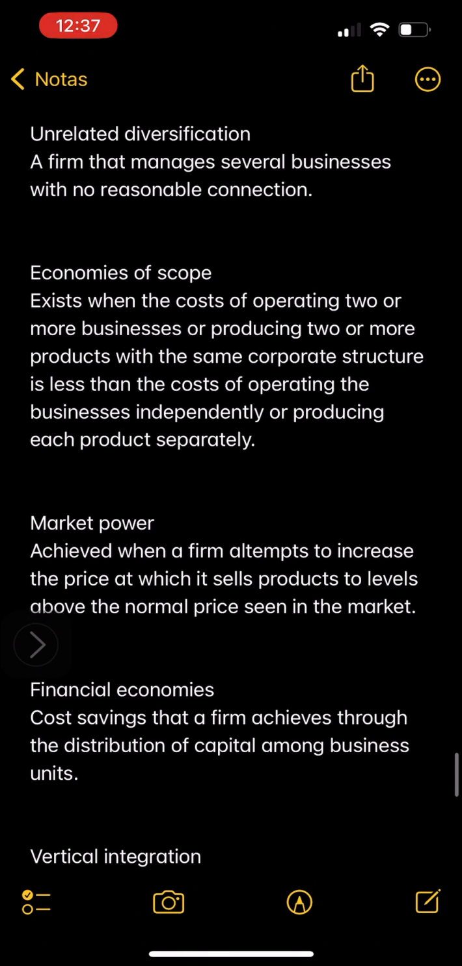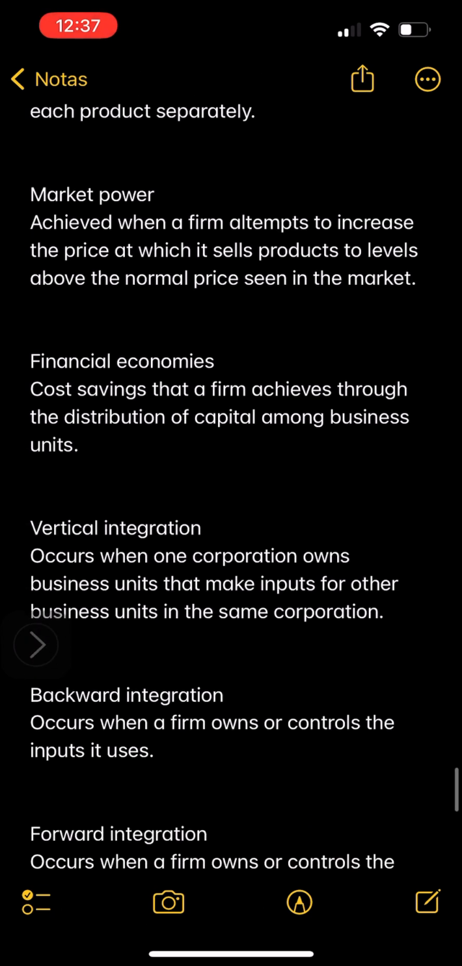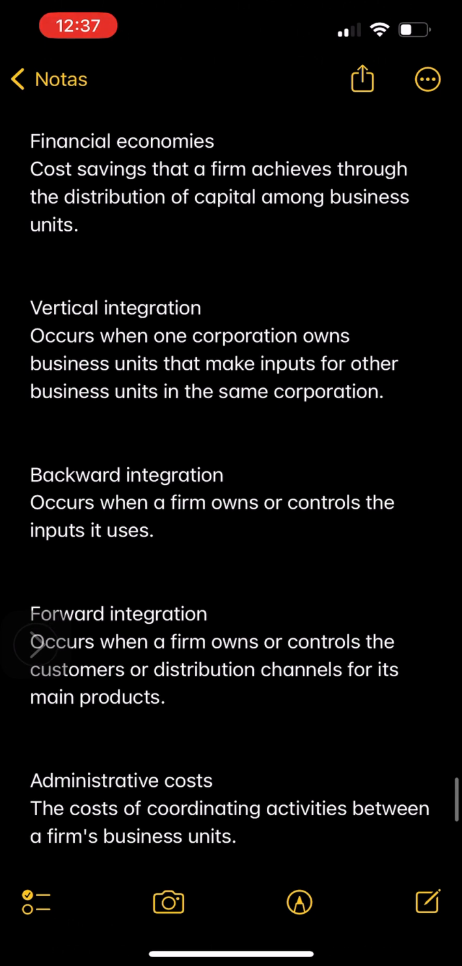Economies of scope exist when the costs of operating 2 or more businesses or producing 2 or more products with the same corporate structure is less than the costs of operating the businesses independently or producing each product separately. Market power: achieved when a firm attempts to increase the price at which it sells products to levels above the normal price seen in the market. Financial economies: cost savings that a firm achieves through the distribution of capital among business units.